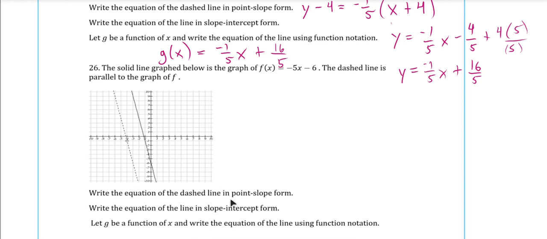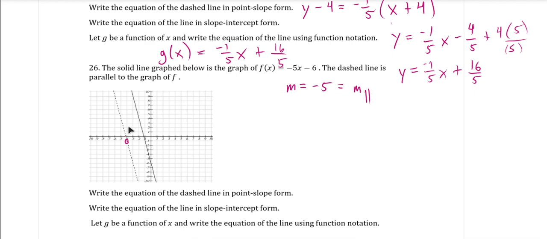Here we have a set of parallel lines. It says the solid line is minus 5x minus 6. That means its slope is going to be equal to minus 5. And that'll be precisely the same slope for any line parallel to that. Here we have a parallel line to that, which seems to pass through the point minus 4, minus 1.